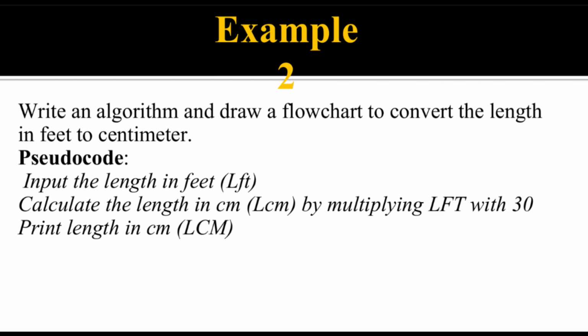We multiply by 30 because in 1 foot there are 30 centimeters. That's why we multiply by 30.